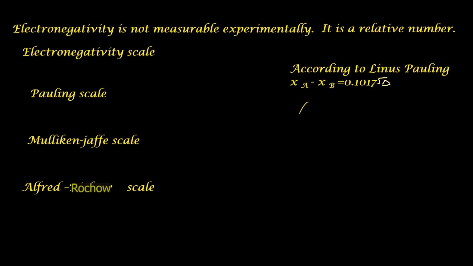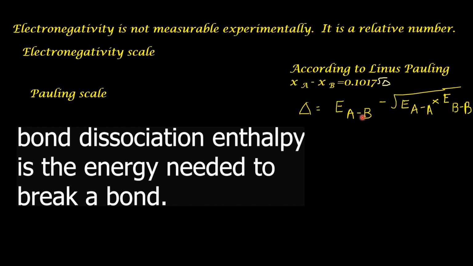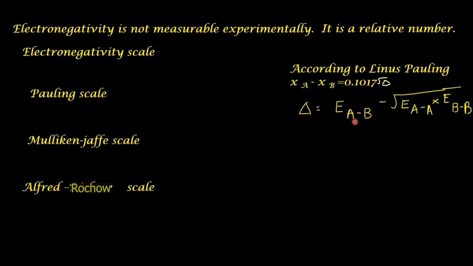Delta is equal to the bond dissociation enthalpy of AB minus the root of the bond dissociation enthalpy of AA multiplied by the bond dissociation enthalpy of BB. I will explain bond dissociation enthalpy. Bond dissociation enthalpy of AB is the energy needed for breaking the bond between A and B. Similarly, the energy needed for breaking the bond between AA and the energy needed to break the bond between BB.